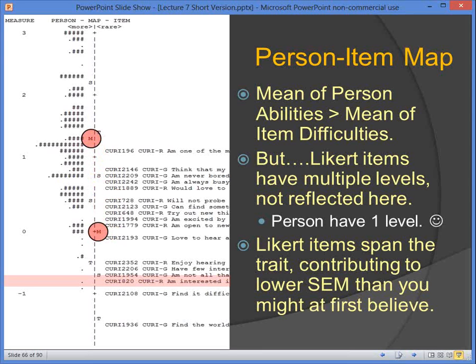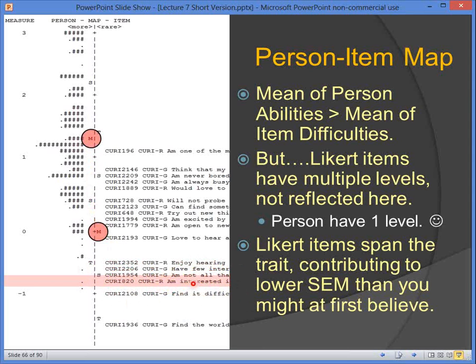Logits are our interval of measurement in the Rasch model. It's an abstract unit of measurement that doesn't conform to anything in the physical world, because it's derived from our statistical model. So the mean of the item difficulties by convention is 0. We can look at the distance between the mean of the person abilities and item difficulties to get an idea of targeting. We see that this item down here is at the bottom in terms of the item difficulties.